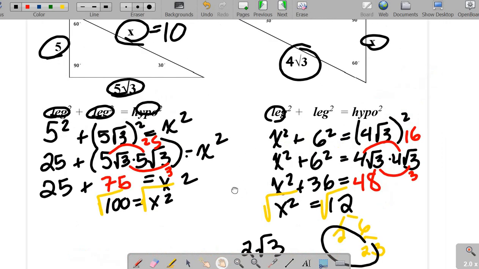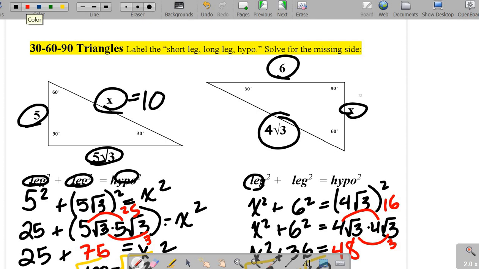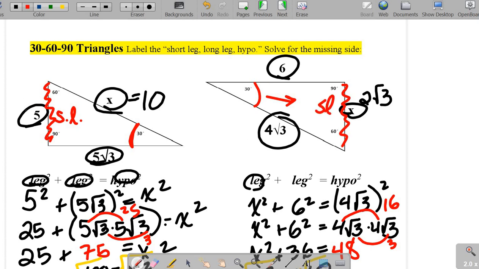So let's take a look here. There's a couple patterns I want you to notice. The first pattern is this. In a 30, 60, 90 triangle, there's a shorter and a longer leg. The short leg is across from the small angle. So there's 30. That would make this what's called the short leg. I'm going to use SL. Like from here, the 30, that would make this the short leg. Notice the pattern: 5, 10, 2 root 3, 4 root 3.